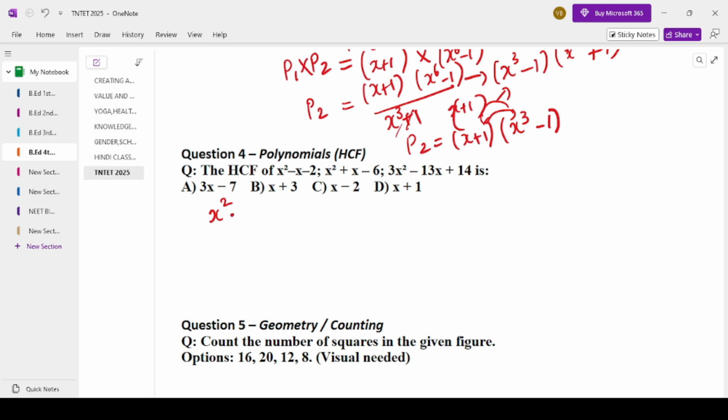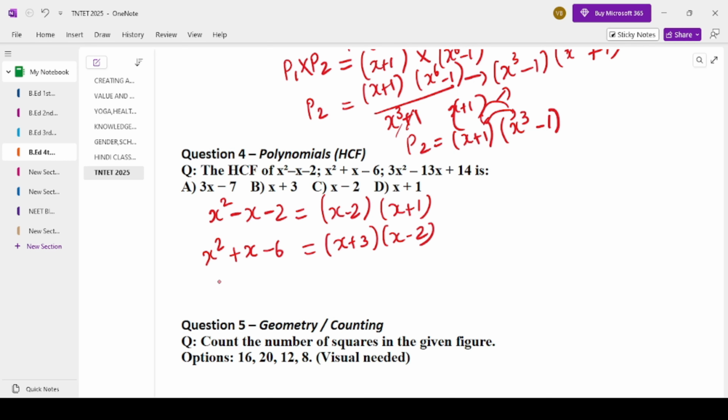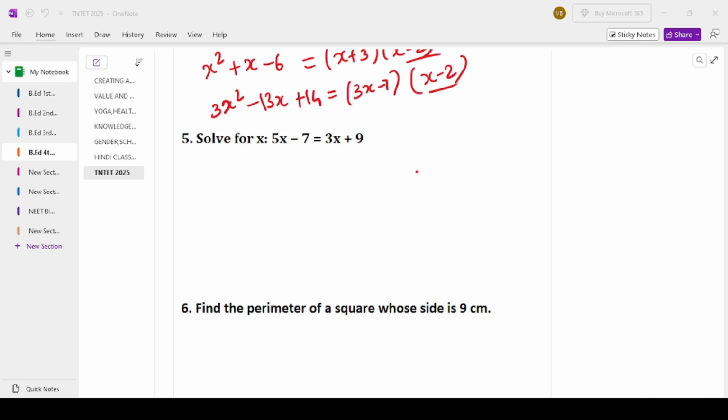If you find x squared minus x minus 2, it is equal to x minus 2 into x plus 1. And x squared plus x minus 6, for that x plus 3 into x minus 2. And lastly 3x squared minus 13x plus 14 gives you 3x minus 7 into x minus 2. So the common factor in all the three is going to be x minus 2, right? So the HCF, the answer is going to be the C option, which is x minus 2. So next, let's move on to the next question.